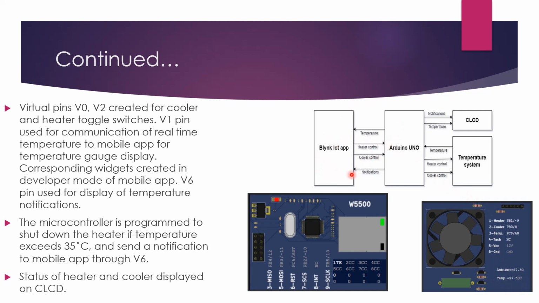This is the block diagram. The Arduino Uno sends the temperature to the Blynk IoT app, and this temperature is received from the LM35 sensor. The Blynk IoT app in turn controls the microcontroller through the heater and cooler controller pins, and the microcontroller forwards this information to the temperature system through these pins. Also, it sends notifications to the Blynk IoT app and to the CLCD.